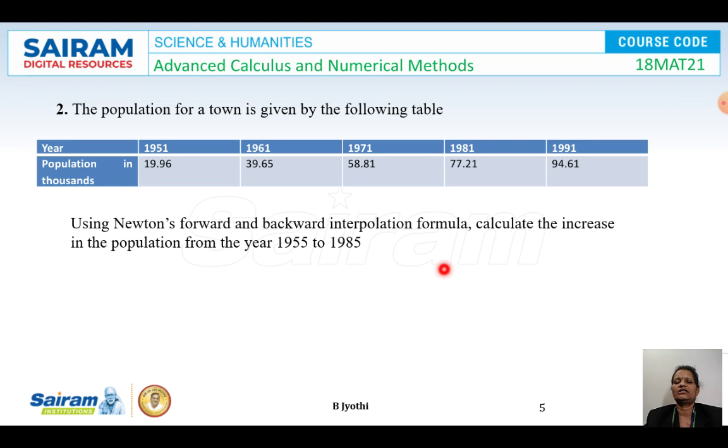What we need to do is first find the population in the year 1955 by using the forward interpolation formula, and also find the population in thousands in the year 1985 by using the backward interpolation formula. Later we need to subtract the values so that we get the increase from 1955 to 1985.